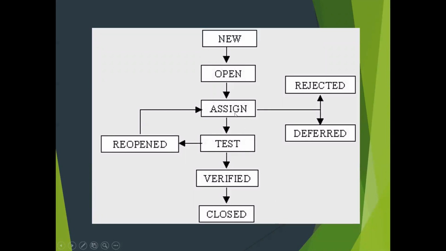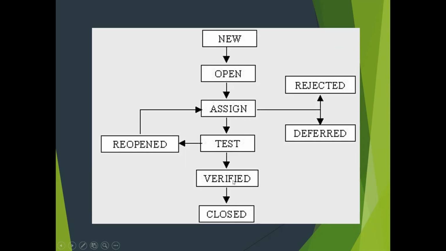Next, assignment is done and fixing is done. There is another stage that is virtually hidden here, which is fixed. Now after fixing, we have to retest it. If we confirm that it is working fine, then we move it to verified. Otherwise, if it's not working, we are going to reopen it and assign it to the development team.